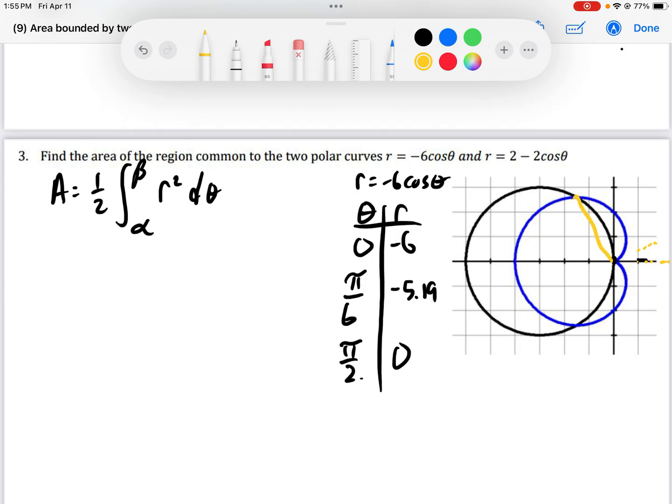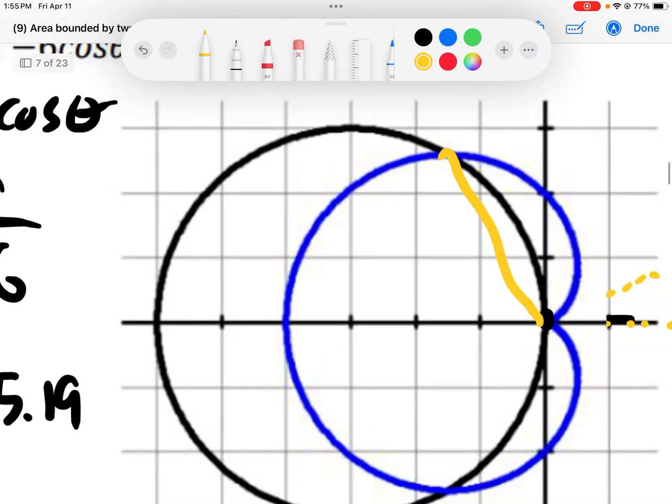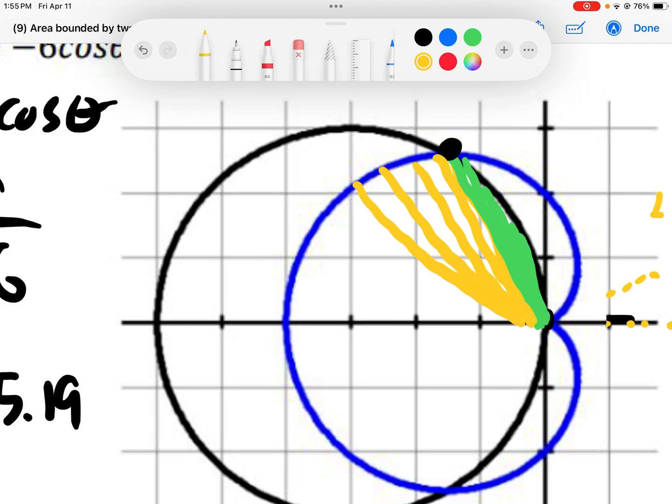All right, so we've got to find this intersection point. Because if I really zoom in, using theta of pi over 2, I get radius 0, and then as I go on, I'm getting my radius from that negative 6 cosine theta function. Then right there is where they intersect at some theta, and then I start getting my radius from the blue function. And it looks like I'll keep going until it stops at theta equals pi.